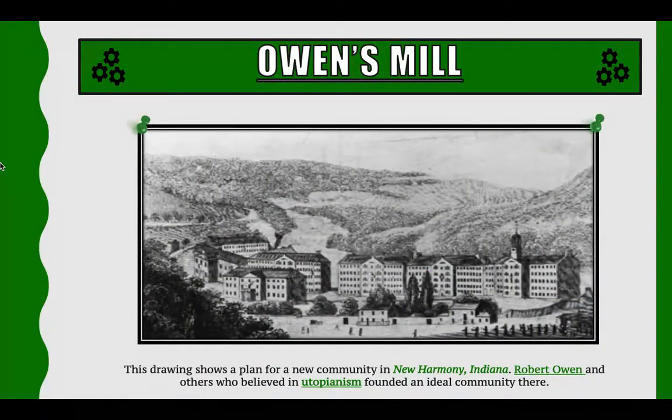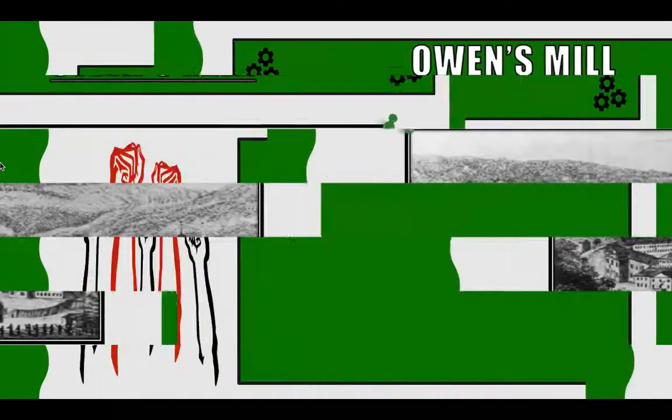This is a photograph of Owen's mill. They actually didn't last very long. This was actually in New Harmony, Indiana, in one of the communities that he created. And it was basically predicated on this idea of utopianism, where everyone could survive and live good lives if they put in the work for it.